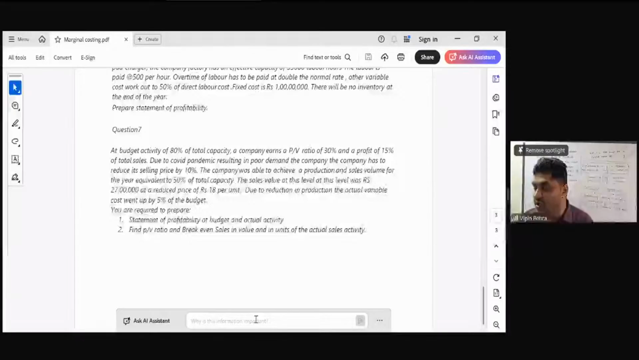Due to reduction in the production, the actual variable cost went up by 5% of the budget. You are required to prepare the statement of profitability at the budgeted and the actual capacity. Second question, find PV ratio, break-even sales in value and in units of the actual sales activity. It's a very easy question. The point is you have to prepare a statement of profitability.